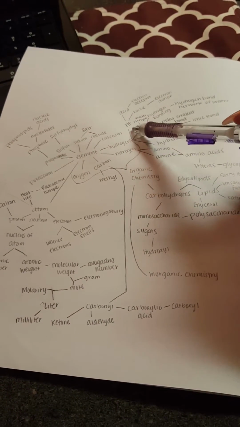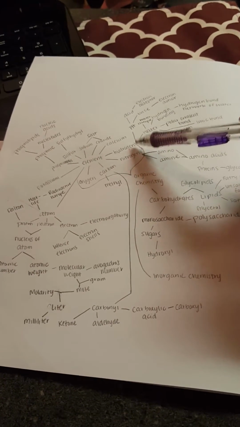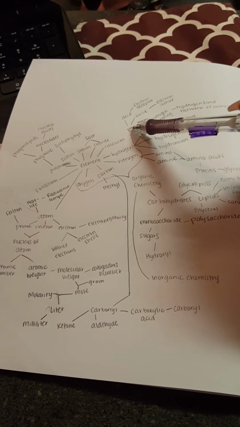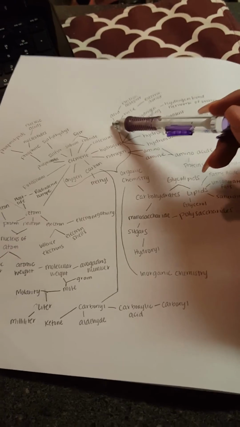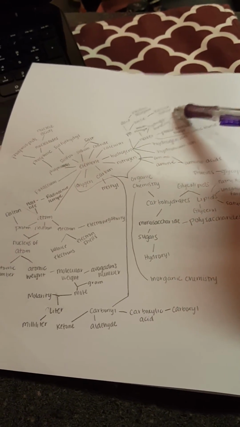And then from this hydrogen we have the pH, and the pH measures the levels of hydrogen. And from pH we either get an acid or a base. An acid is an electron acceptor, and a base is an electron donor.